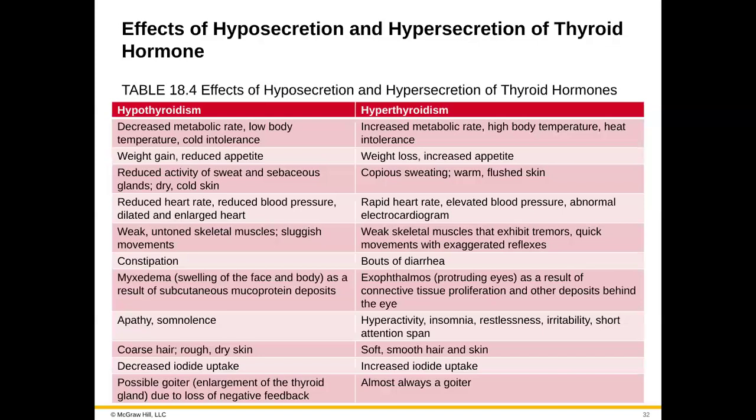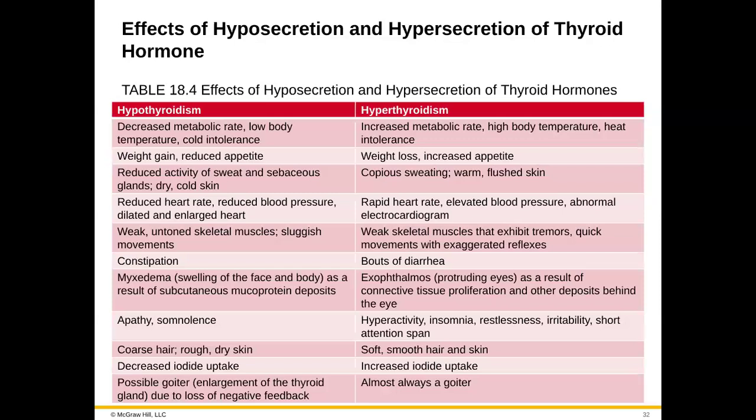Now, with hyperthyroidism, these people will typically have an increased metabolic rate, higher body temperature, and a heat intolerance. They get hot really fast because they're producing so much body heat themselves. Weight loss is one because their metabolism's running so fast. Increased appetite because they're burning through so many calories and burning through all of their energy storage. Very sweaty. Typically, will have erythema or flushed skin. Skin will be warm to the touch.